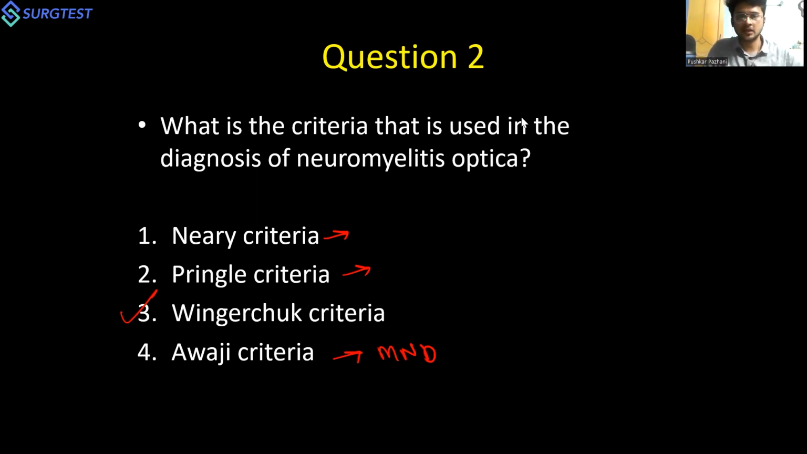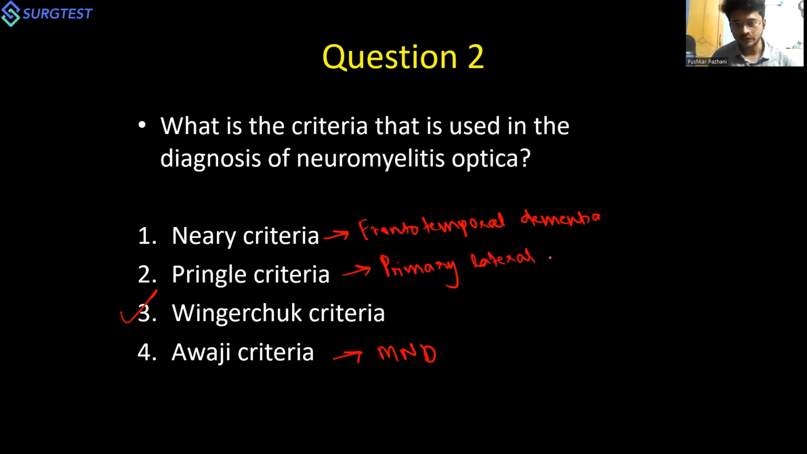Okay, fine. So we'll continue. Neuri criteria is used for the diagnosis of frontotemporal dementia. And Pringle criteria is used for the diagnosis of primary lateral sclerosis. Primary lateral sclerosis is a type of motor neuron disease which predominantly involves upper motor neurons. So Pringle criteria is for primary lateral sclerosis, Neuri criteria for frontotemporal dementia, and Avaji criteria for MND.